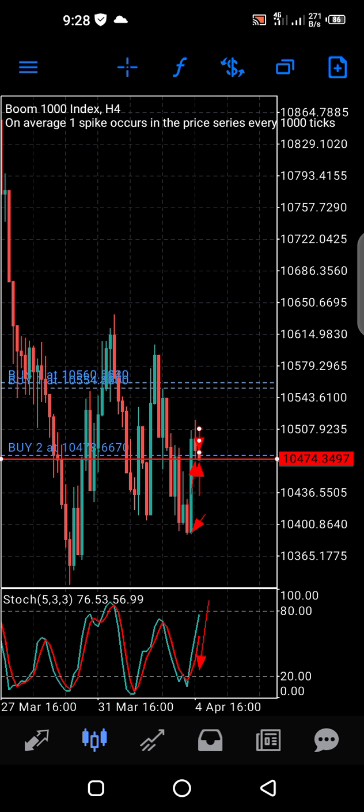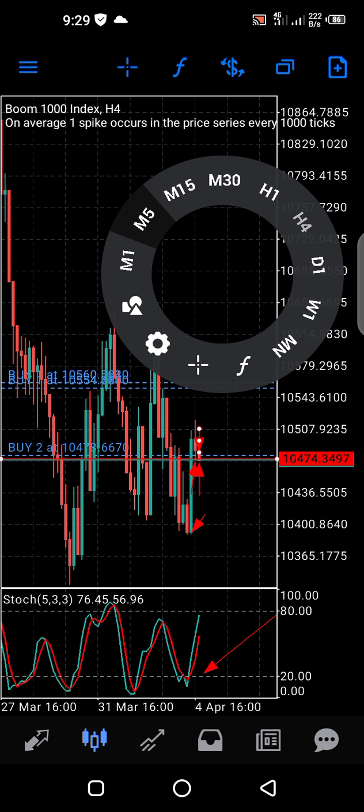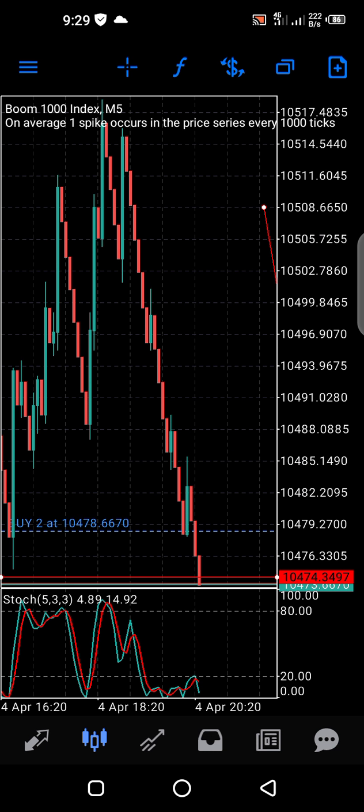You can see on H4 we have an uptrend, which has not been exhausted yet on H4. So definitely we should be expecting a spike. Okay, so now let's go back to M5 and see. Now this is where the problem is.